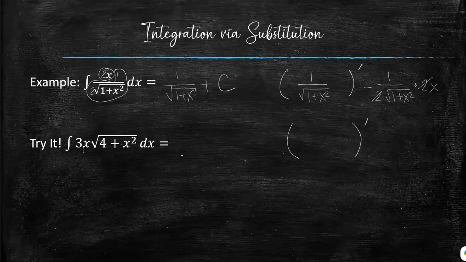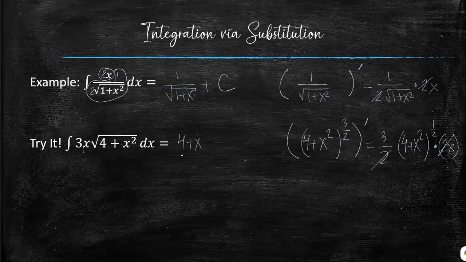The pattern is that if you differentiate 4 plus x squared to the power 3 halves, what will you get? You'll get 3 halves times 4 plus x squared to the power 1 half times the derivative of 4 plus x squared, which is 2x. And then the 2's will cancel, and you end up with exactly that. So the antiderivative of this is 4 plus x squared to the power 3 halves plus c.